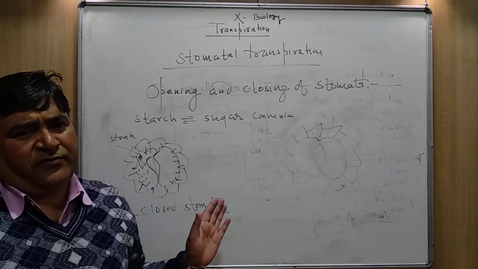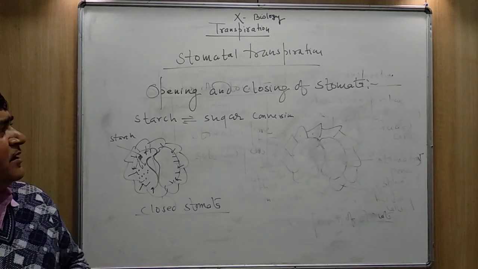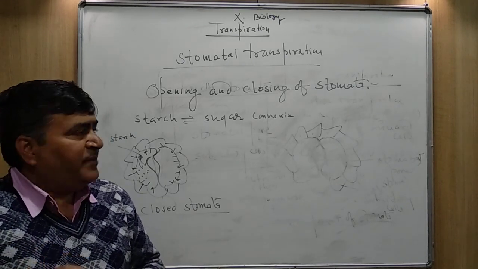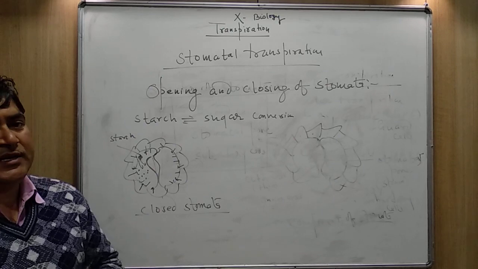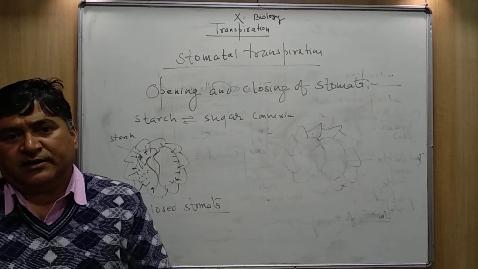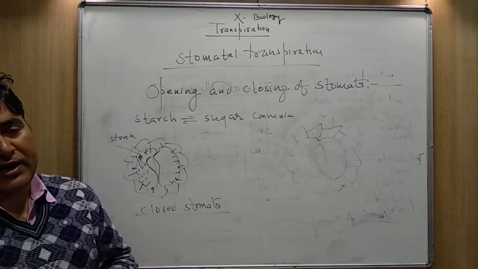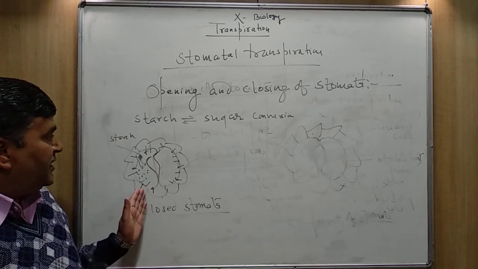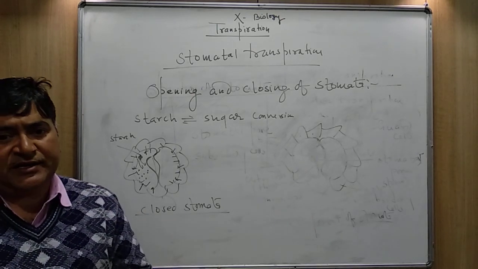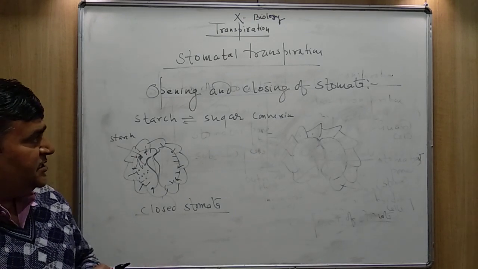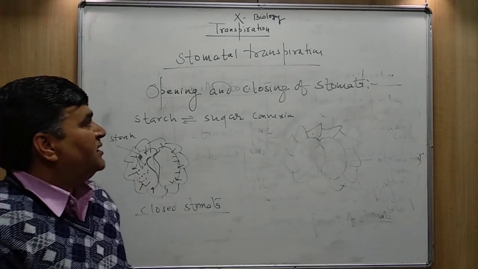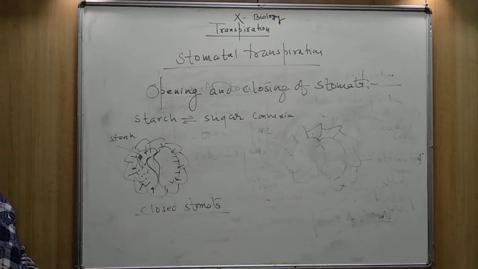So overall, it is not very detailed in class 10, but you have to remember that the opening and closing of stomata depends upon the turgor pressure of the guard cells. When the turgor pressure of the guard cells becomes high, the stomata open. And when the turgor pressure decreases, the osmotic pressure decreases, the stomatal pores get closed. And this is overall the opening and closing of stomata.